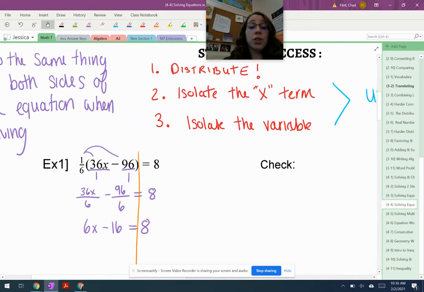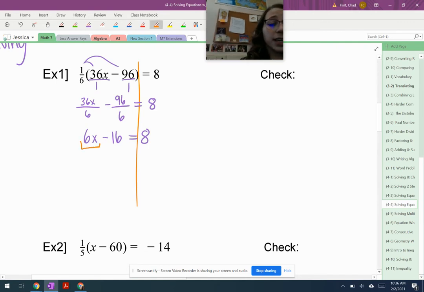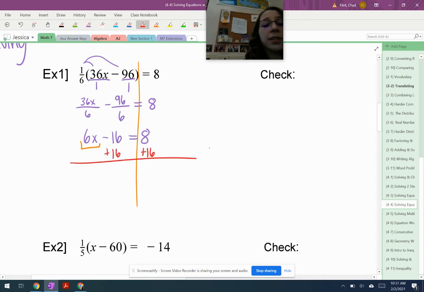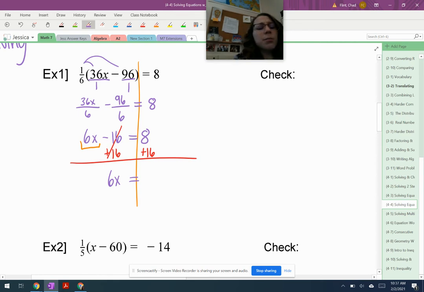So we did the distribution. Now we're going to isolate that x term. So we want to isolate the 6x. What is preventing the 6x from being by itself? That would be the negative 16. The opposite of a negative 16 would be a positive 16. So I am going to add 16 to both sides. My 16s cancel out because that was what I wanted. I'm left with my 6x is equal to 16 plus 8, which is going to be 24, I believe, but I'm going to double check, and yes, it is.